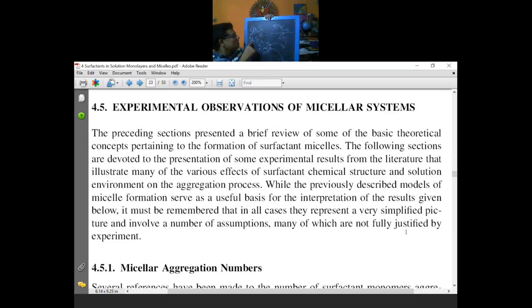Or using simple static light scattering, we have a light scattering device in our university, the USIC, University Scientific Instrumentation Center. Here, using light scattering technique, you can determine the mass of the aggregate. So if you know the mass of the aggregate, just divide it by the mass of a monomer, so you'll be able to determine the aggregation number.